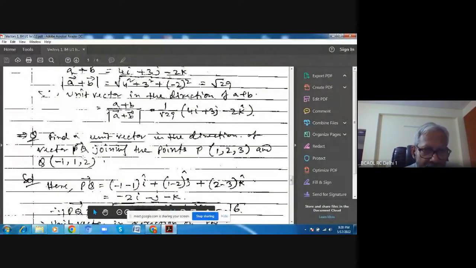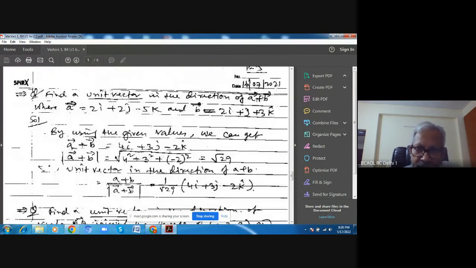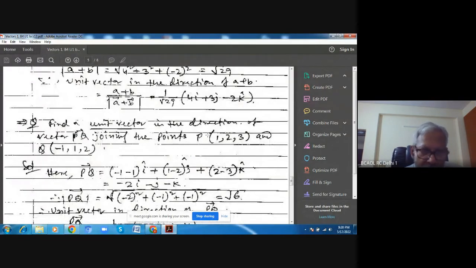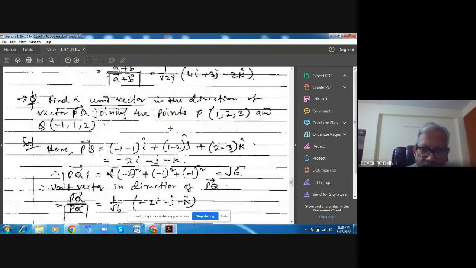In this case, P and Q are the joining points. There are 2 points given. Now, slightly changed. Here, actually, the direction a plus b was given, but now points are given, so the P point and the Q point. But you have to identify the unit vector only. No problem. First you identify PQ, and suppose the P point and Q point vectors, both the vectors.